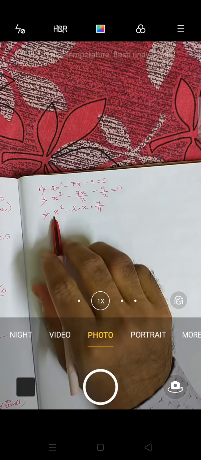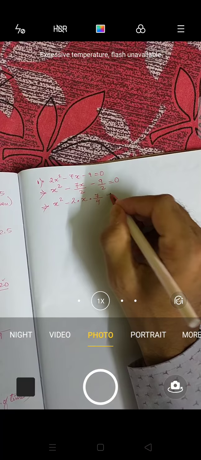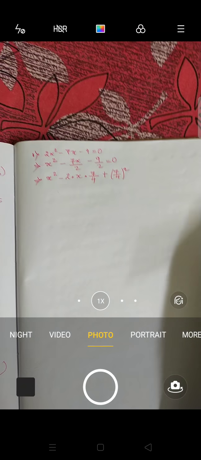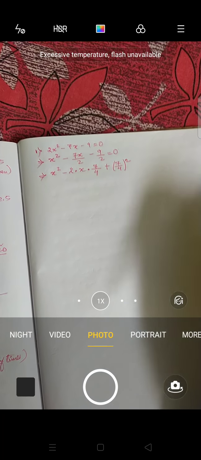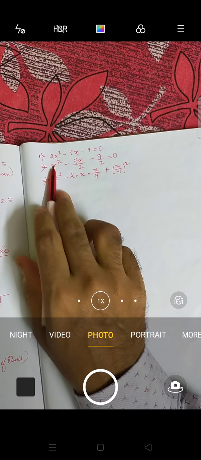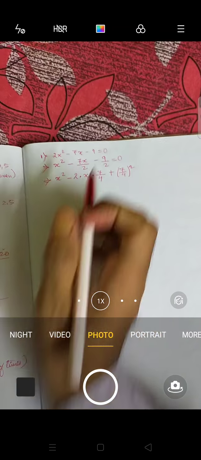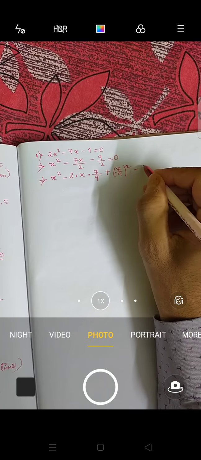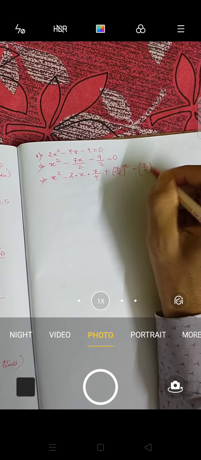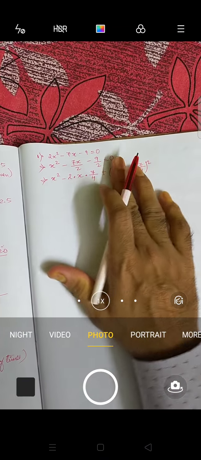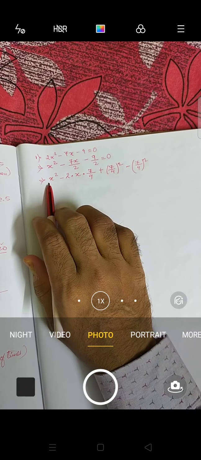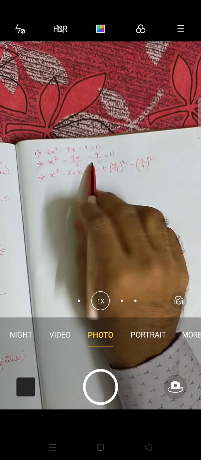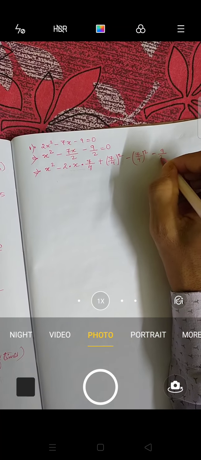Now we know that this is a square minus 2ab plus b square. So b was 7 by 4 whole square. Any problem? Now you can see that if I solve this, this is extra in the question. So I will subtract minus 7 by 4 whole square. Now this and this will be cancelled. So I got these two numbers. This one is missing, so I will put minus 9 by 2 equals to 0. Any problem?